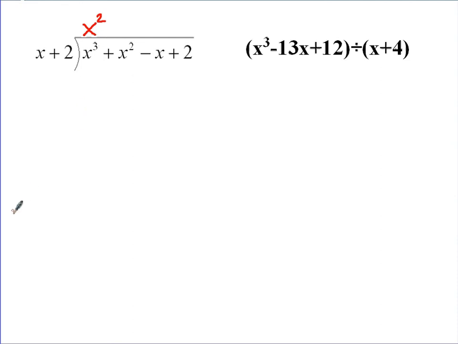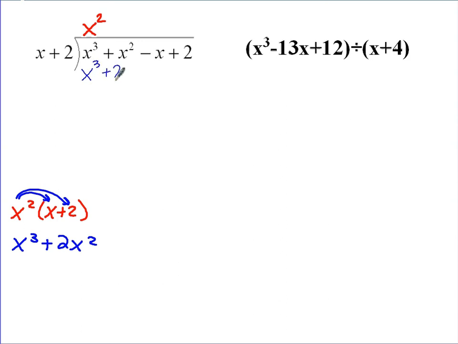Okay, maybe I'll do some work over here on the side. If I had x squared times x plus 2, what would I get? By the distributive property, I would get x cubed, x squared times x is x cubed, plus x squared times 2, which is 2x squared. And that I'm going to write down right underneath here. X cubed plus 2x squared. And just like I did on my long division, I'm going to subtract. X cubed minus x cubed is 0. X squared, or 1x squared, minus 2x squared is negative x squared.